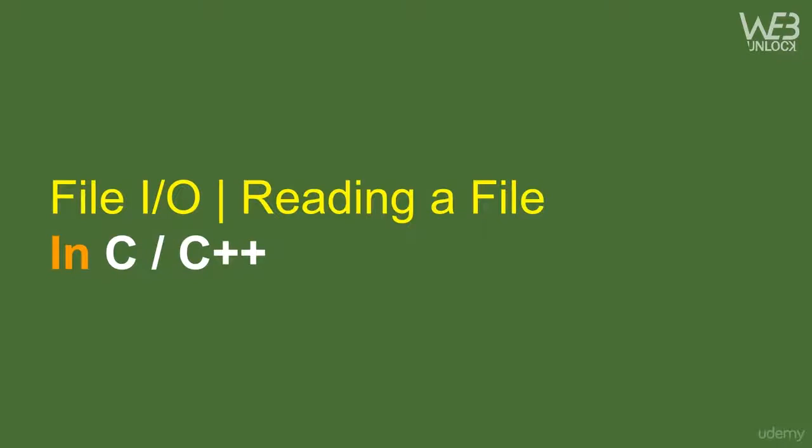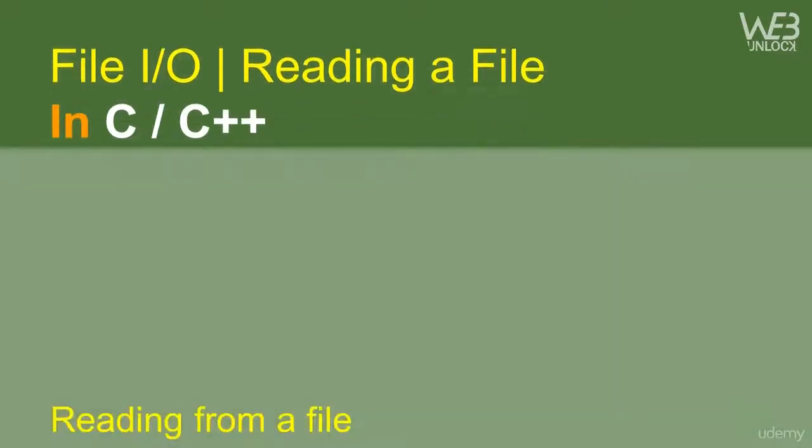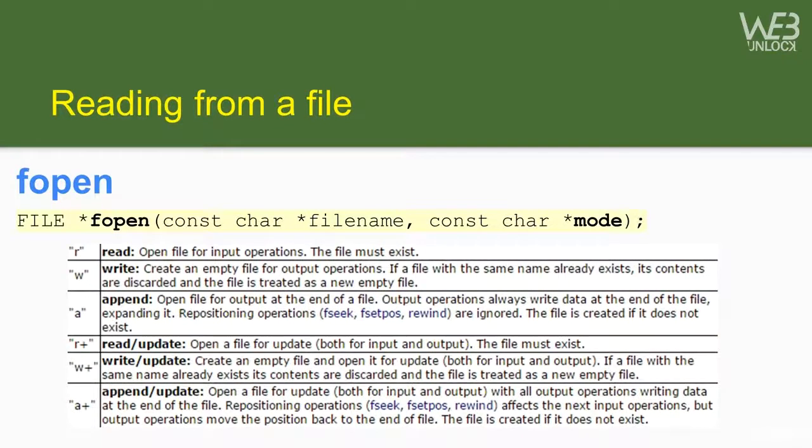File I/O, reading a file in C and C++. In this lecture, we're going to learn how to open a file for reading and start reading data from that file. As a reminder from the previous lecture, we said we want to open the file using the fopen function. We give it the file name and the mode we want to use. In this case, since we're reading, we're going to use the r mode. r means read, open file for input operations. The file must exist. So in order to do that, we have to find an existing file or create a file manually so that we can read it into our program.